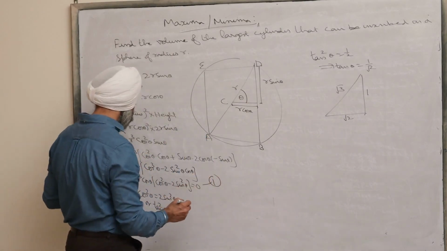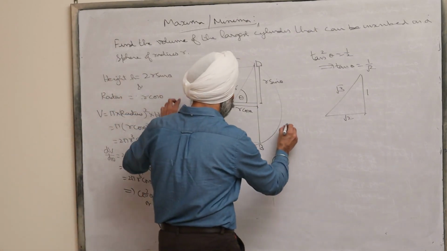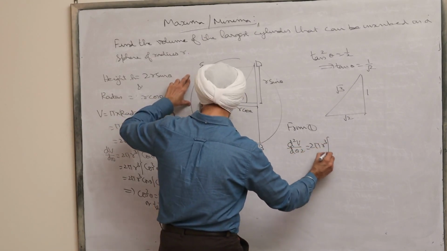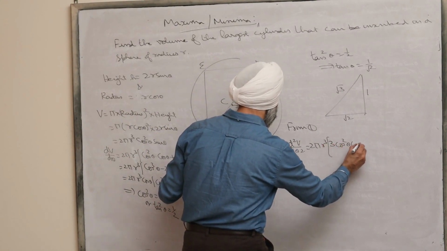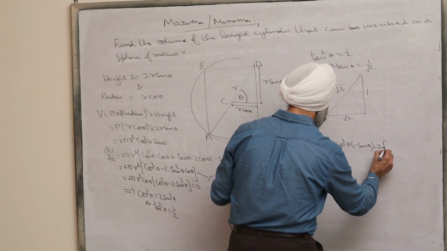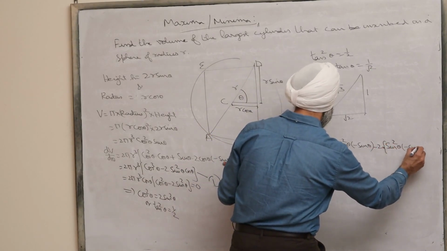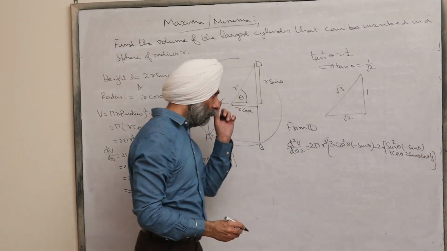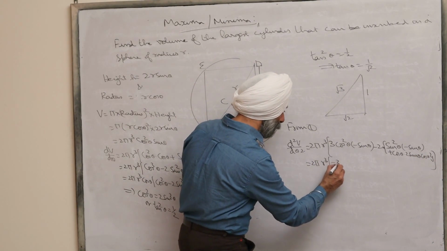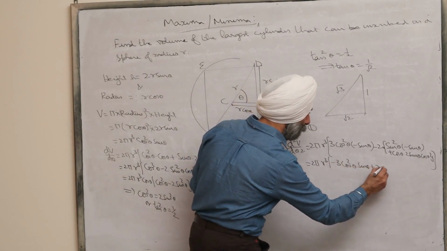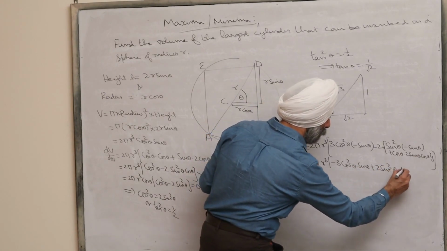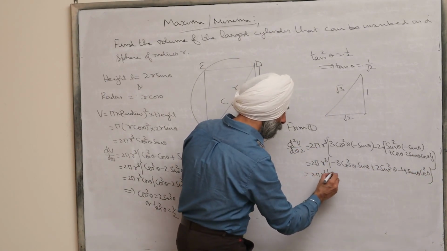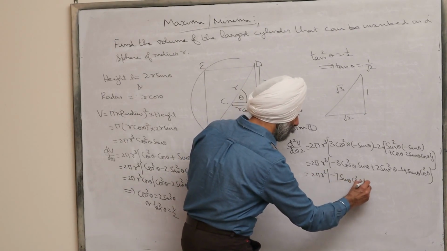Now from the first derivative, d2V upon d theta squared is equal to 2 pi r cubed into 3 cos squared theta into minus sin theta, minus 2 times sin squared theta into minus sin theta, plus cos theta into 2 sin theta into cos theta. Now this is equal to 2 pi r cubed into minus 3 cos squared theta sin theta plus 2 sin cubed theta, minus 4 sin theta cos squared theta. So it comes out to be 2 pi r cubed into minus 7 sin theta cos squared theta plus 2 sin cubed theta.